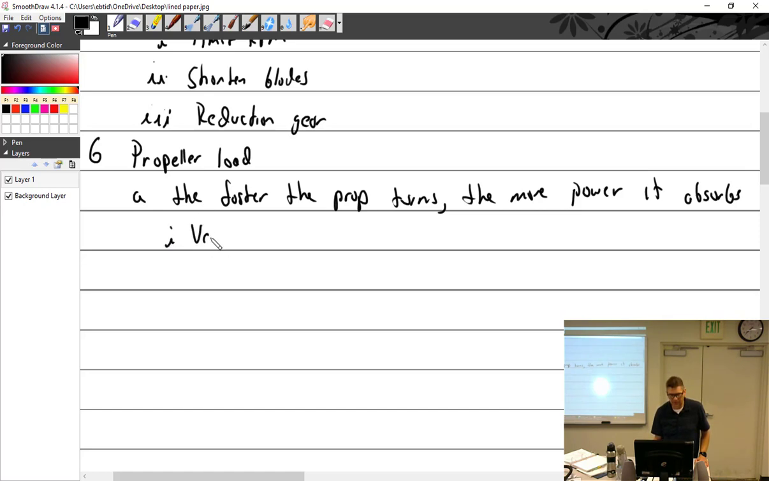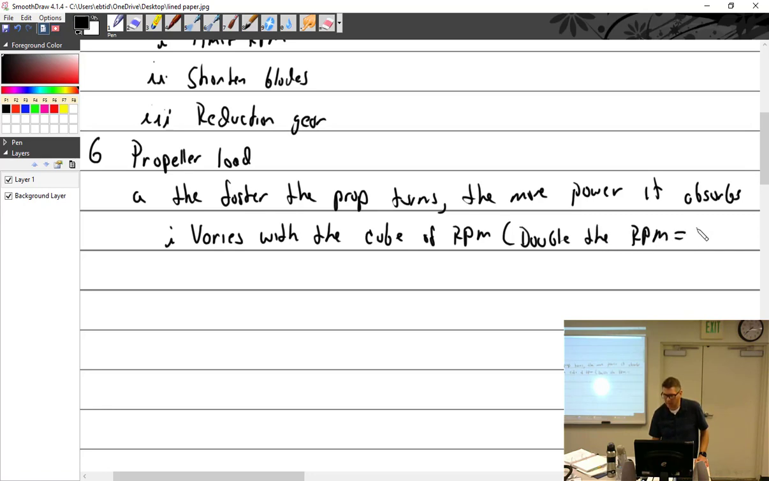But this varies with the cube of RPM. So that works out to, if you double the RPM, you get 8 times the power. Absorbed. A lot.